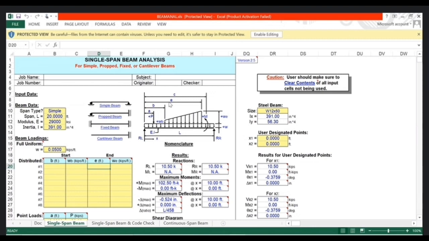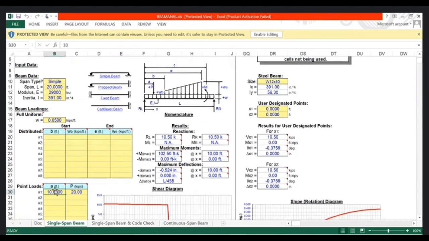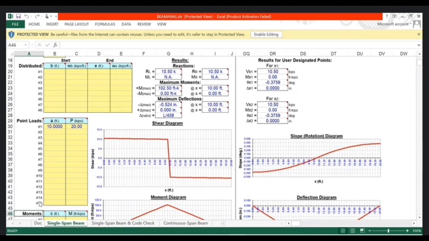Apart from this, we put some point load. Here the distance is A and the load is P. The distance A is from the left support of the beam, and where the load is acting we can put here. Then another load is the moment load, so we can put the moment load here.